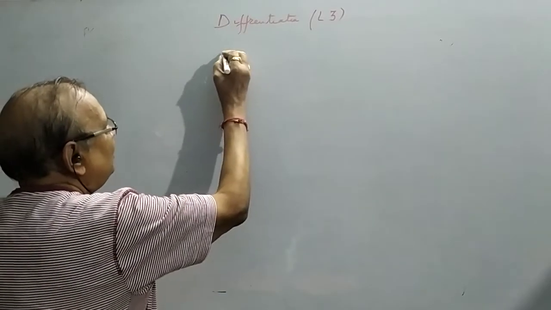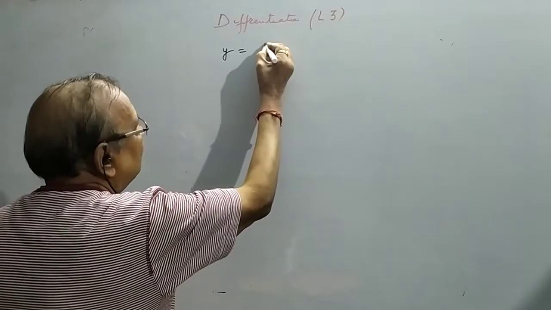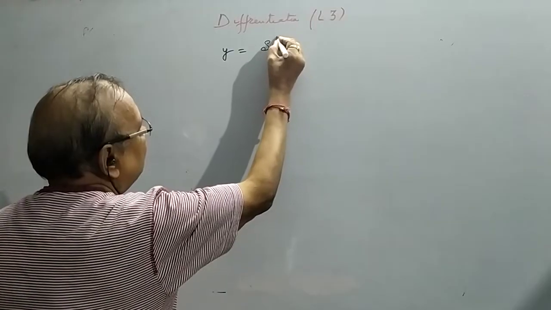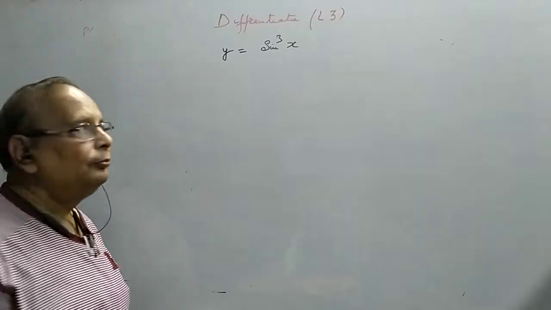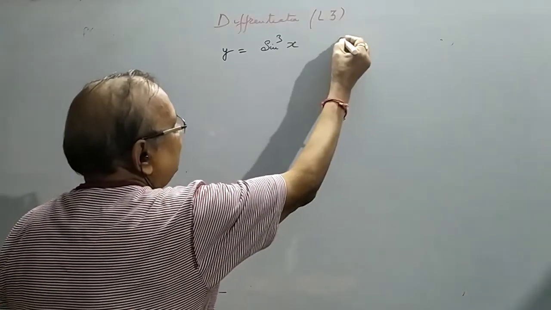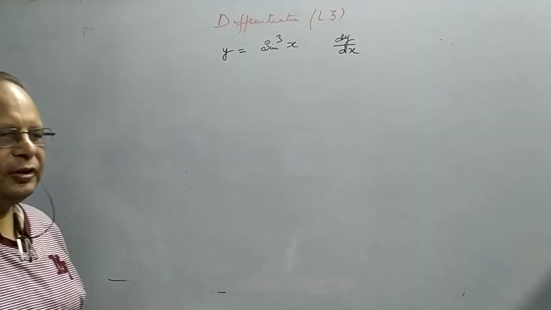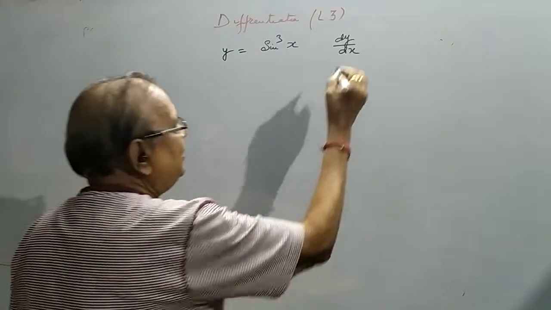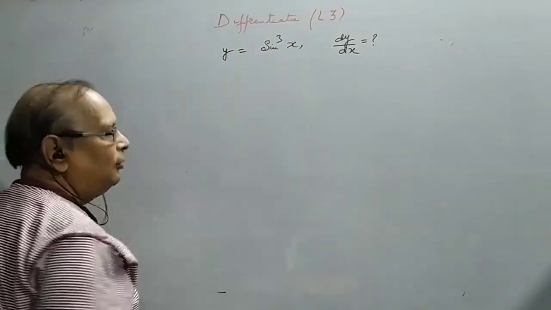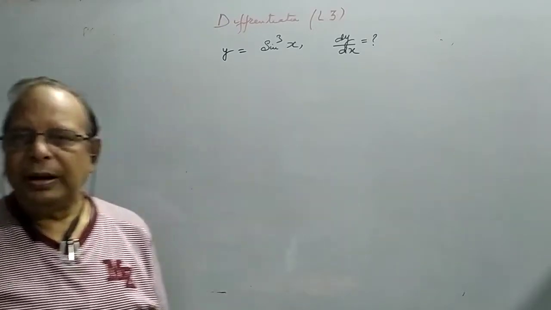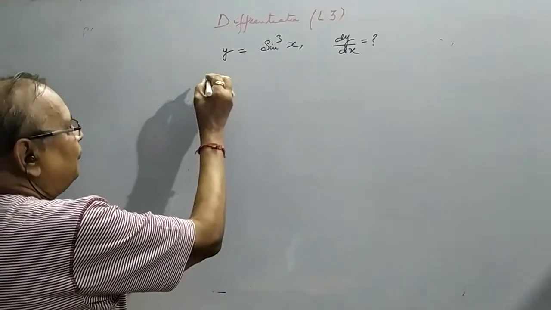For example, let us consider y is equal to sine cube x. Now, what is the differentiation of this function? That is, we have to find dy by dx. We can use the chain rule by assuming sin x as t, but now we have to proceed directly.